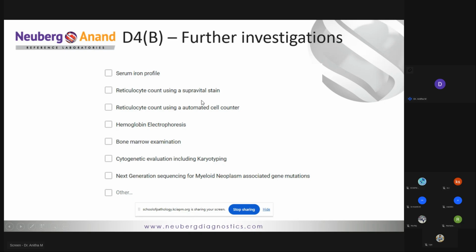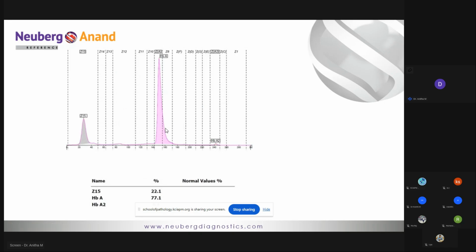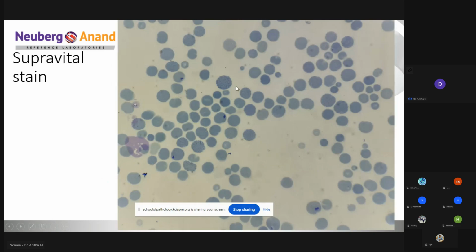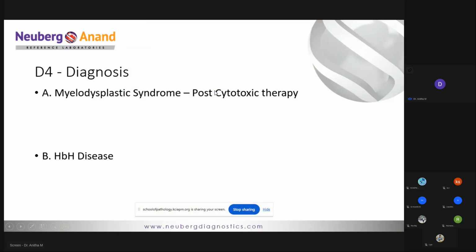But yes, what we wanted you to request was a supravital stain, automated cell counter, and hemoglobin electrophoresis. In this particular case, hemoglobin electrophoresis was done, and you have a fast moving hemoglobin band where HbH would elute, and on which, if you do a supravital stain, you get golf ball inclusions.